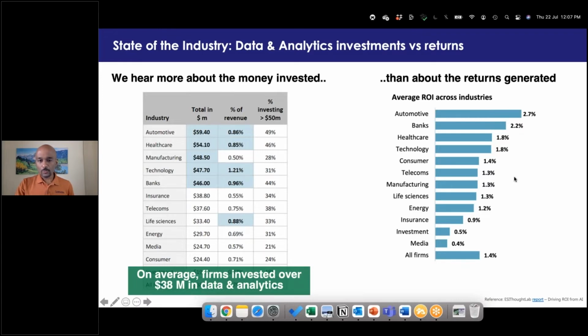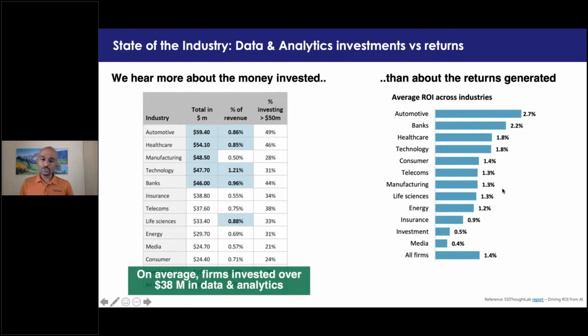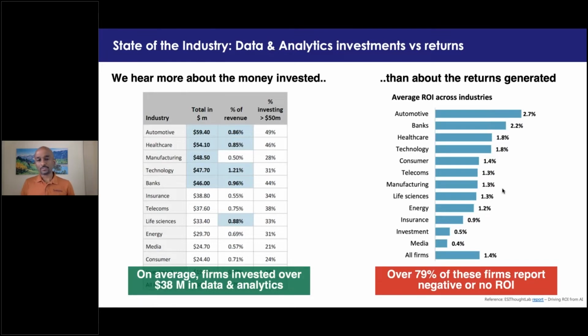The returns are low. And what's even more shocking is that 79% of these firms don't report considerable or even positive ROI. Over half of these organizations don't have a measure to find out how to compute ROI. So those are the challenges the industry is grappling with.